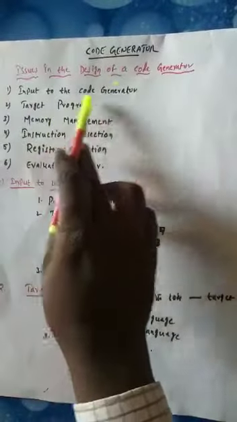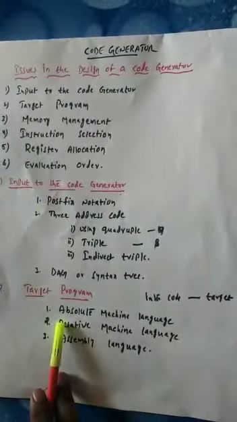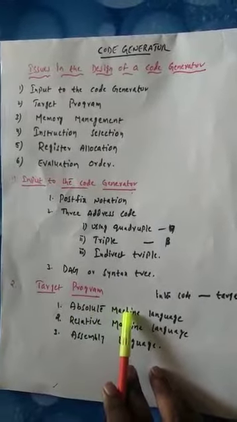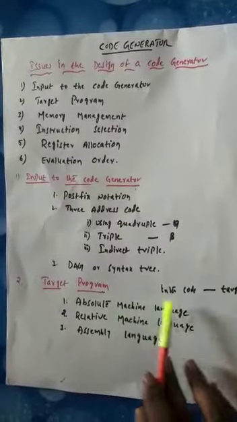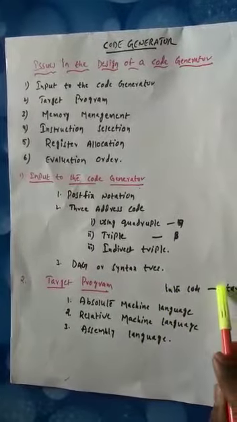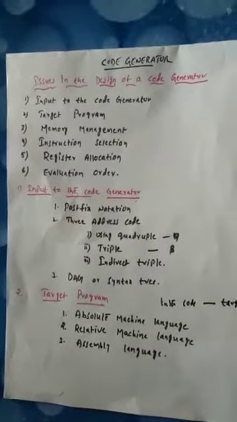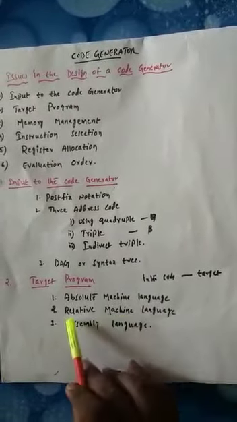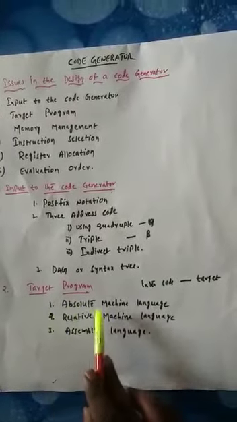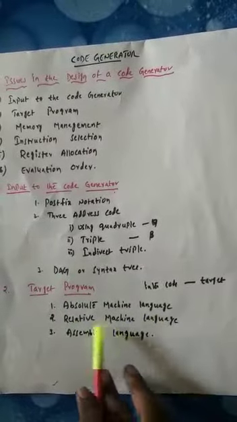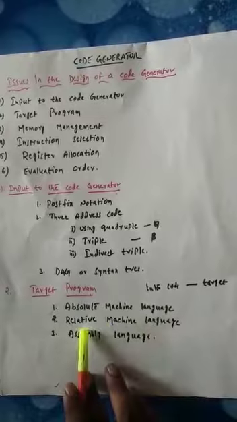The second design issue of the code generator is the target program. The code generator accepts the intermediate code as input and produces the target code as output. It produces 3 different types of languages: absolute machine language, relative machine language, and assembly language.